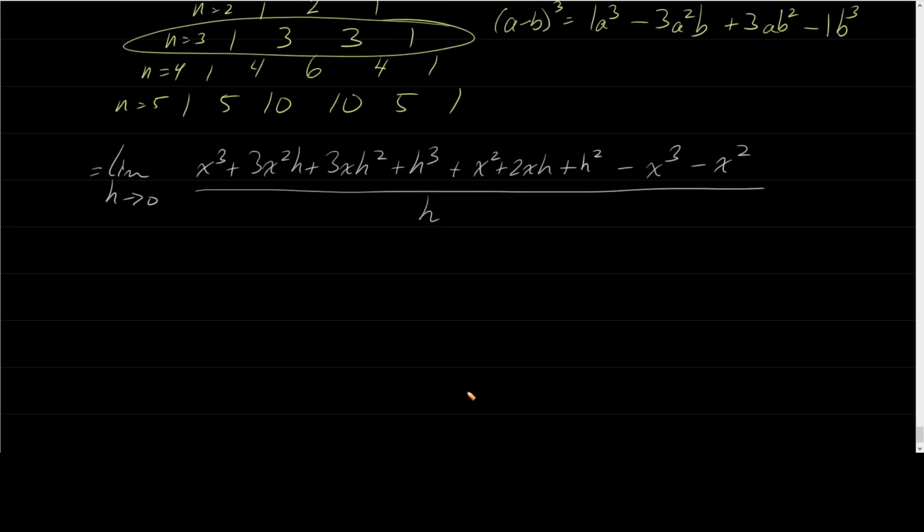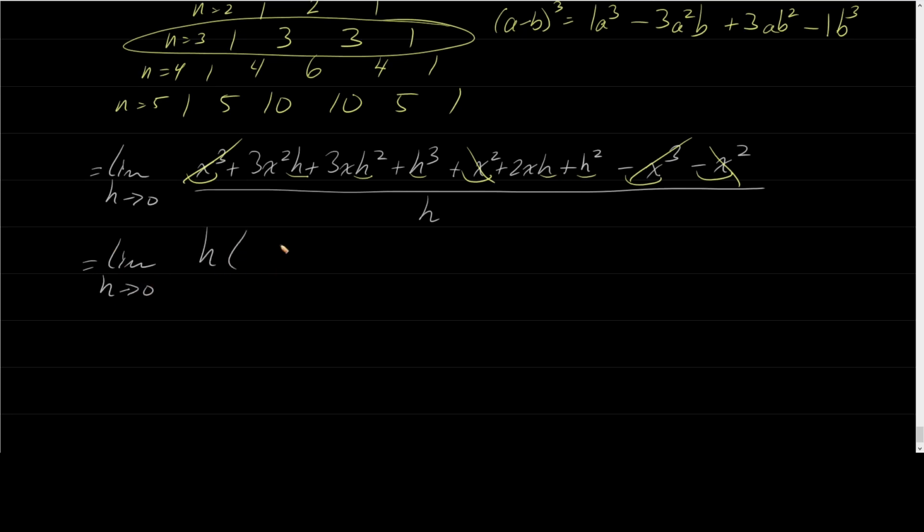Now let's see what cancels out here. We have an x cubed here, we have a minus x cubed there, those cancel out. We have an x squared here, we have a minus x squared there, those cancel out. And notice that everything that's still left has an h. All right, so because everything that's still there has an h, we can factor out an h.